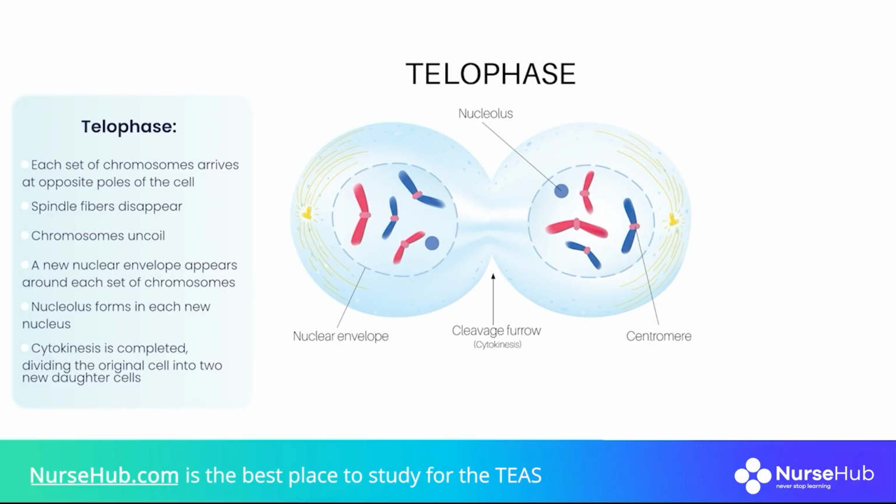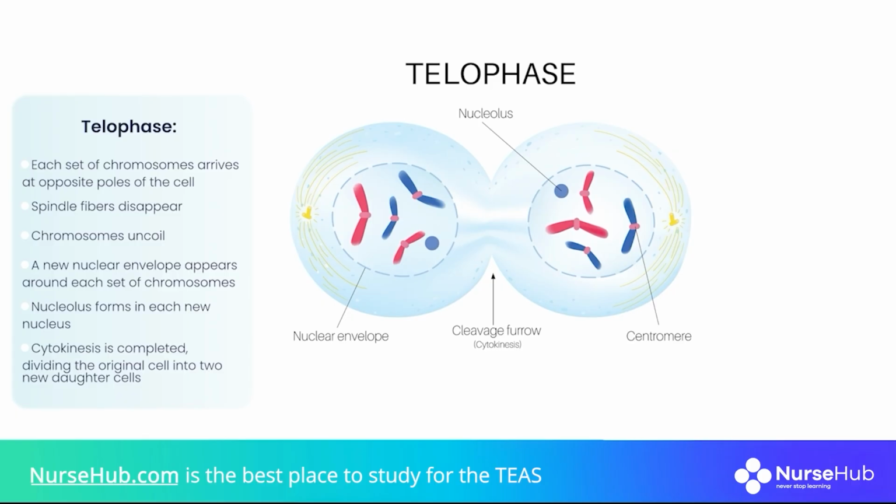As telophase progresses, the chromosomes begin to decondense or uncoil. They transition from their highly condensed state, those familiar chromosome shapes, back into their extended form of chromatin. Decondensation allows the genetic material to become accessible for gene expression and other cellular processes.